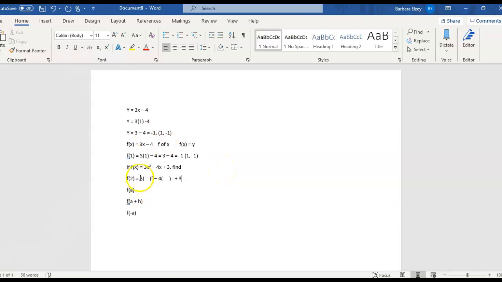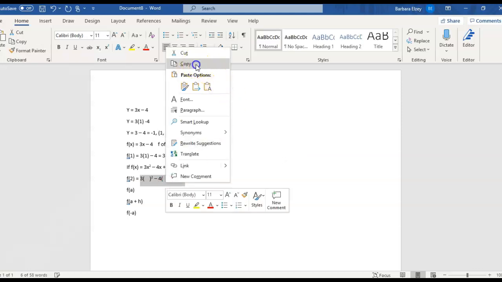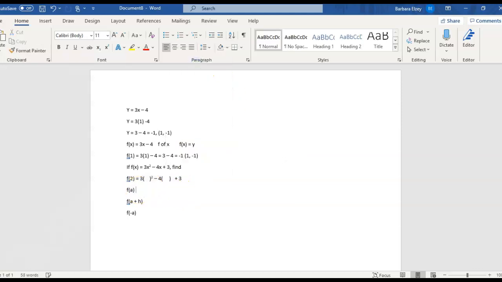Now I'm going to copy that because I'm going to show you just if you do that, how easy it's going to make these ones that don't have numbers. So I'm going to do that for every single one of them. I've just replaced all my x's with open parentheses. All right, so let's do this first one. I am going to put a 2 in where the x's were, so into the open parentheses. And now we can work this out.